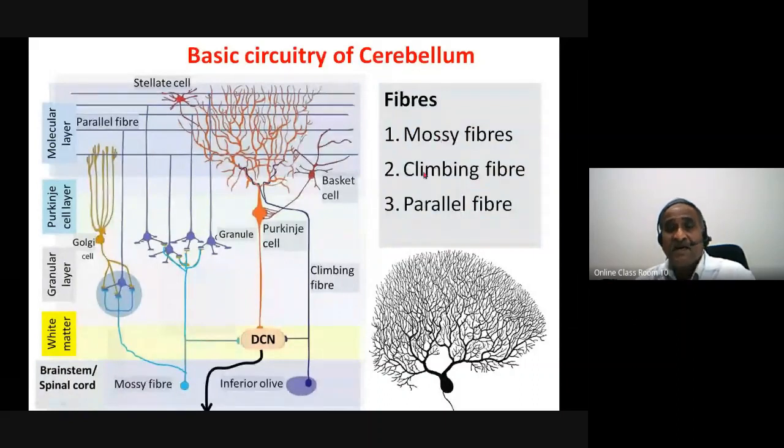I described the parallel fibers, or the T axons of the granular cell, which intersect all these and which may activate the Purkinje cells, the basket cells, the stellate cells, and the Golgi cells. These synaptic contacts are glutamatergic, and they will stimulate. This is about the fibers.